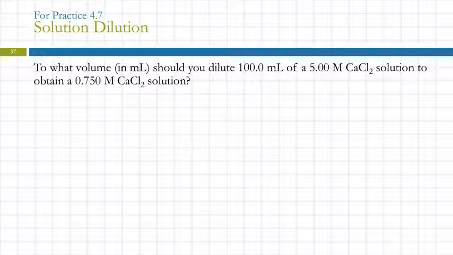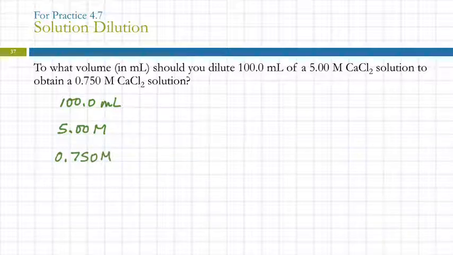Well, we've got some numbers here. Let's pull them out and write them down. So we have 100.0 milliliters. We have 5.00 capital M. We have 0.750 capital M.